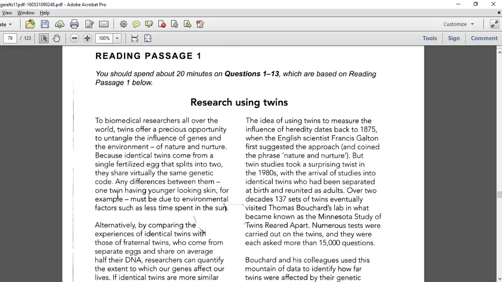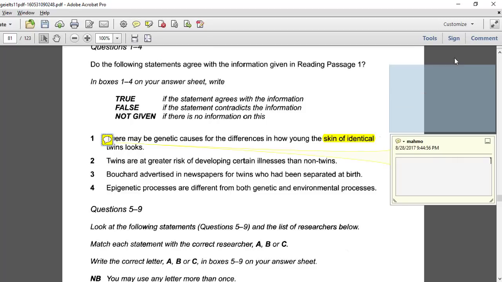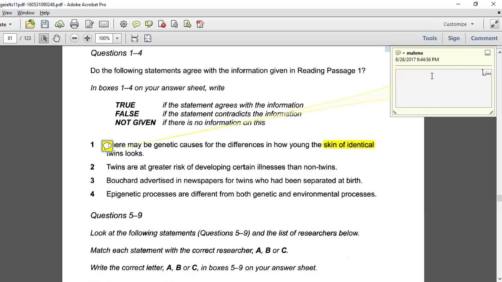Difference between them. One twin having younger looking skin, for example. Any difference between them must be due to environmental factors. So the cause is what? Environmental factors, not genetic. So the answer is environmental factors. This is opposite to this sentence, so this sentence is false.